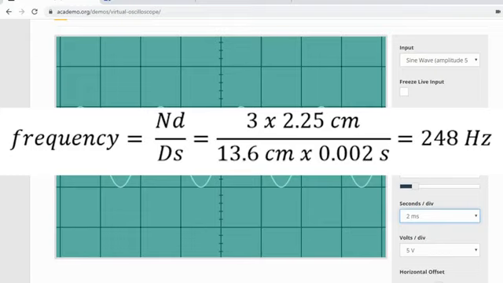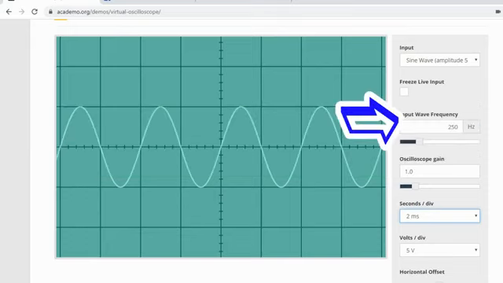And the units of that 248 are inverse seconds. That's the same thing as a hertz. So I've measured the frequency of this wave to be 248 hertz. And hey, look over here at the input wave frequency, 250 hertz. That's really close. So I know that I'm doing this method pretty well. I got really close to the appropriate answer. 250 hertz is what it should be. I measured it to be 248 hertz.